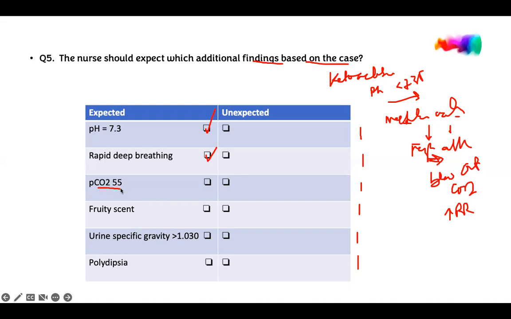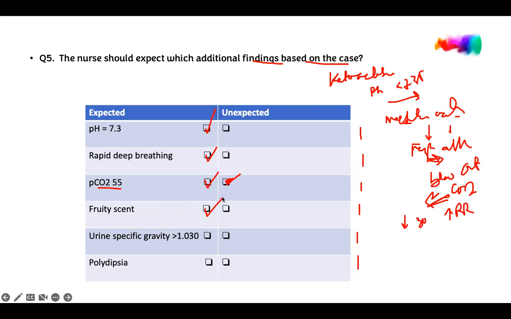A CO2 of 55, based on what I told you now, CO2 should be lower. It should go probably to 30, from the normal value of 40. So it should go down. So this is unexpected. But if you choose expected, you lose a point there. So let's do it as if I chose expected. Fruity scent. So they will smell like ketones. That's the ketone bodies they form. So they smell fruity, like fruits basically.